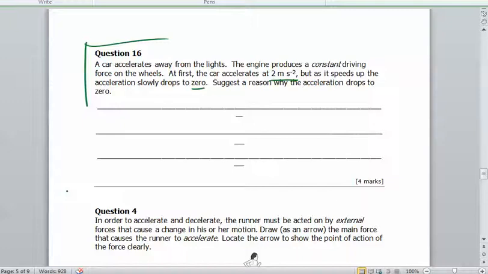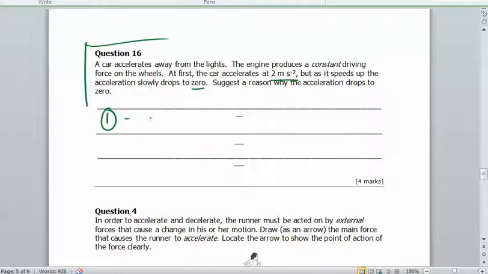Air resistance, maybe. Good. It reaches a constant speed. That's why the acceleration drops to 0. Well, the net force, that's right, that force is zero. The acceleration must be zero.